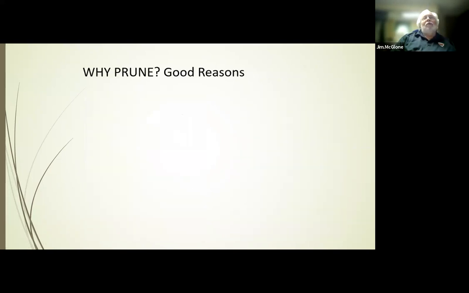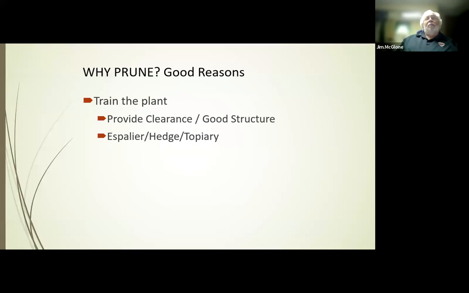Why do we prune trees? Well, there are some good reasons to prune trees. For training the plant, when we need to provide clearance or good structure for the plant. Hopefully you don't need to prune for clearance because you took that into account when you were selecting the plant and where to plant it.